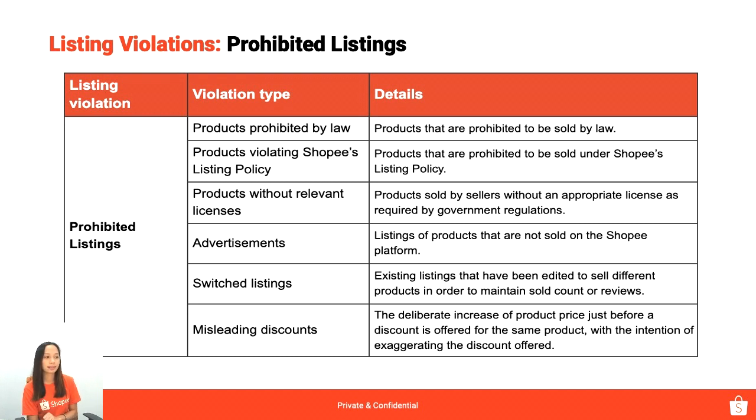Next is switch listings or existing listings that have been edited to sell different products in order to maintain sold count or views. So, meron na tayong previous product tapos papalitan natin siya ng bago. So, i-edit natin yung product, tapos papalitan natin siya ng bago para ma-retain yung ratings and reviews. So, bawal po siya sa platform. And then, lastly, under prohibited listings is yung misleading discount. So, ito naman, ine-edit natin yung prices ng products natin just before a campaign to mislead buyers na malaki yung discount na ino-offer natin. So, don't worry if hindi nyo pa siya masyadong gets or memorize kasi magbibigay tayo ng examples in the next slides.